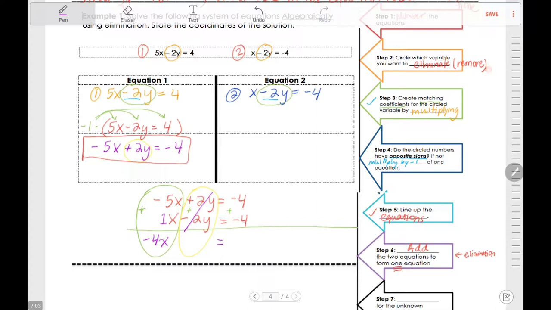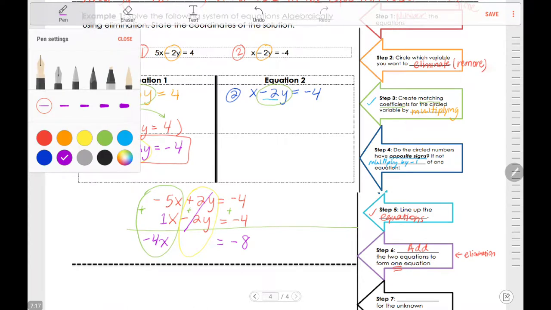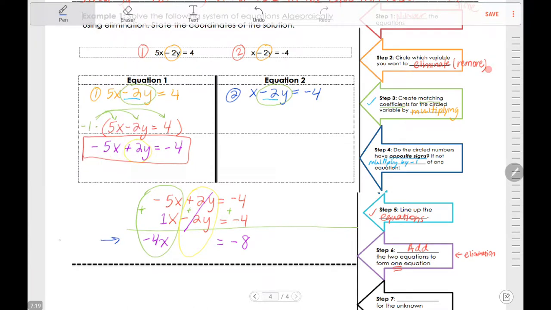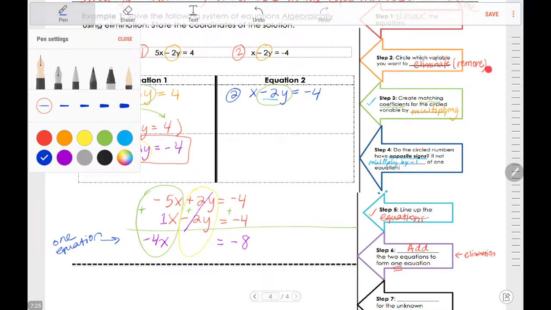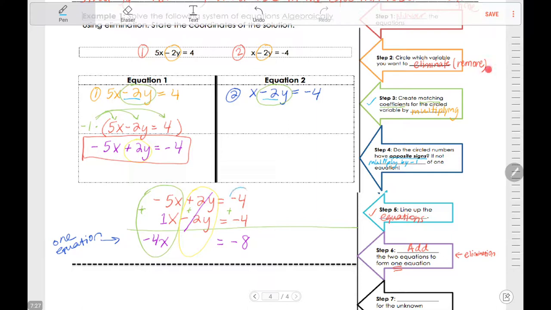Negative 4 plus negative 4. Now, don't fall into the trap. That is not 0. Negative 4 plus negative 4, they're the same signs, is going to be negative 8. Good. I've just added the two equations to form one equation. So now moving forward, this is my one equation that I'm going to use. I should have drawn a bubble in this last piece. That's what we did. We did negative 4 plus negative 4 to get negative 8.